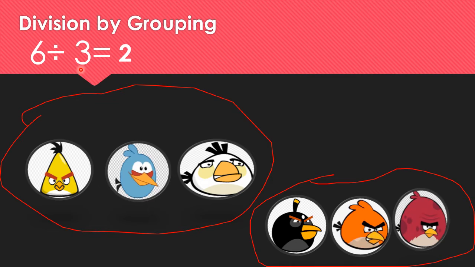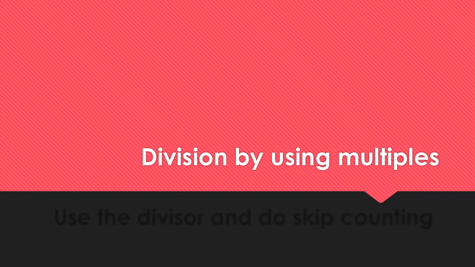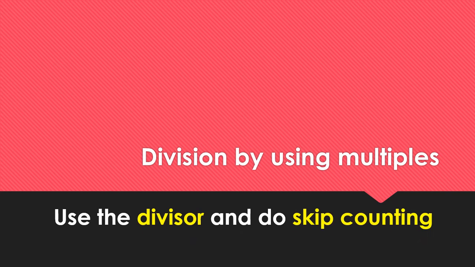But how can we do it quicker than having to create a visual story each time? I'm going to discuss the quickest method in dividing. The quickest method to divide is by using multiples. Here, we are going to use the divisor and do skip counting. The divisor is the amount of people, things, or items that we divide the number into. We are going to use it to keep counting. We call this multiples of the divisor.